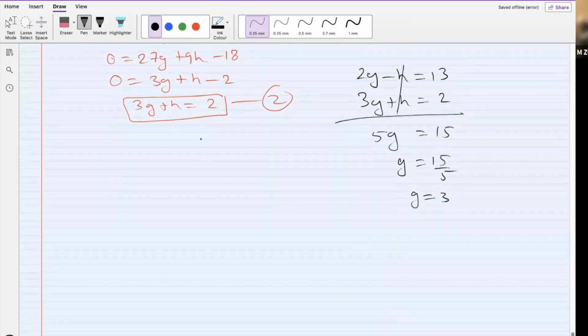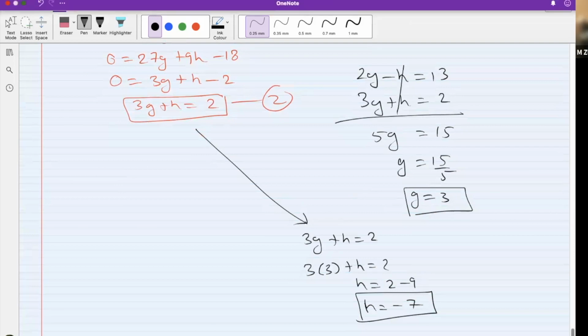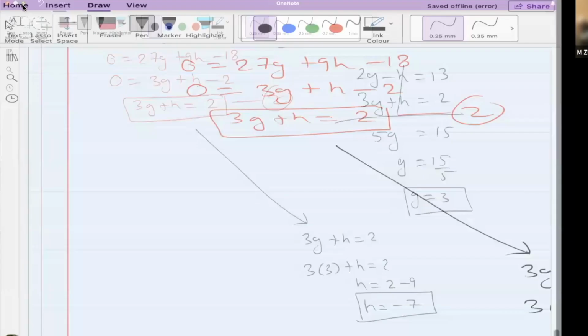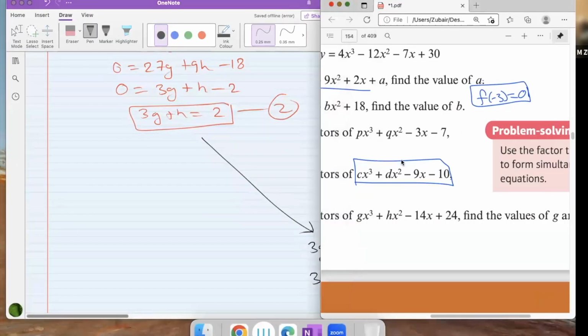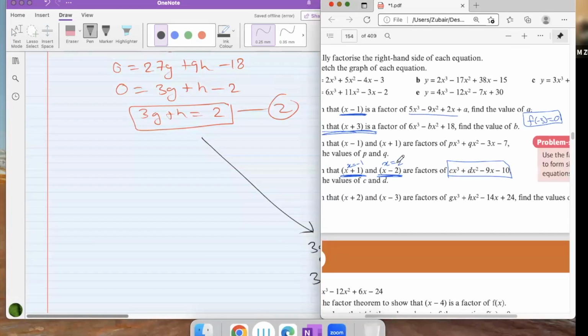And let's use this equation to get h. 3g plus h is equal to 2. So 3 into 3 plus h is equal to 2. H is equal to 2 minus 9. H is equal to minus 7. H is minus 7 and G is 3. Any confusion till now? No, sir.